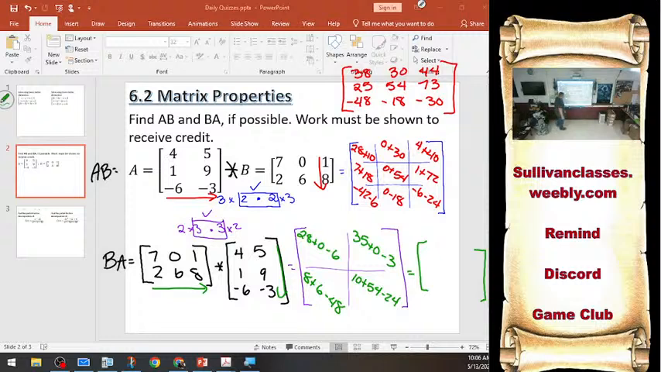Combine stuff. Get 22, 32. What's that? -40, -34. And 30, 10, 40. Yay?